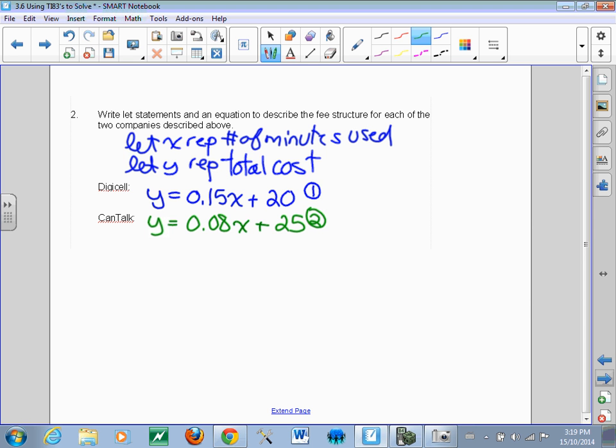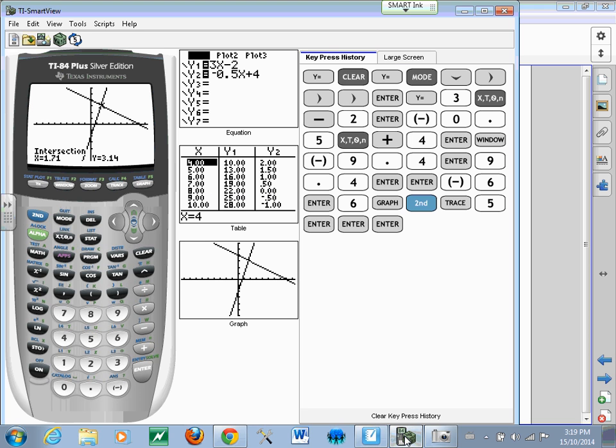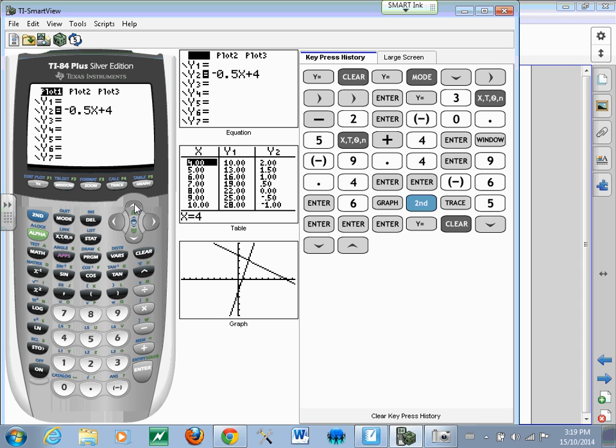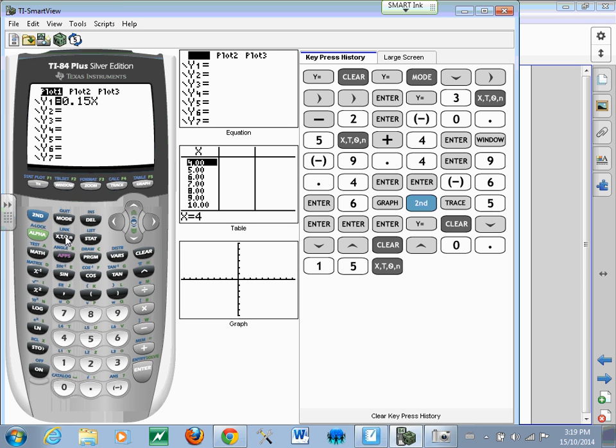Okay, now what I want to do, folks, is I want to go to the graphing calculator. I want to plot the point of intersection and actually find it, and then we will answer the rest of the questions. So I'm going to skip to the graphing calculator. Okay, and I'm going to go to y equals. I'm going to clear these equations so they're not going to interfere with what I'm going to do. And the first equation I'm going to type in is the Digicel equation, which is 0.15x plus 20. Okay, press enter.